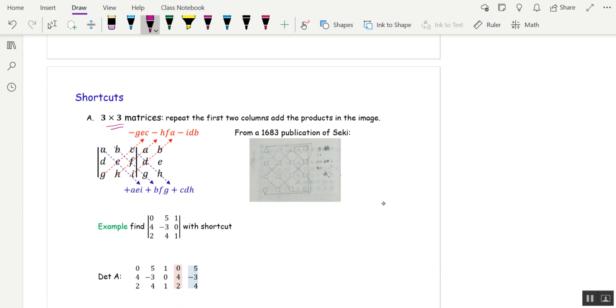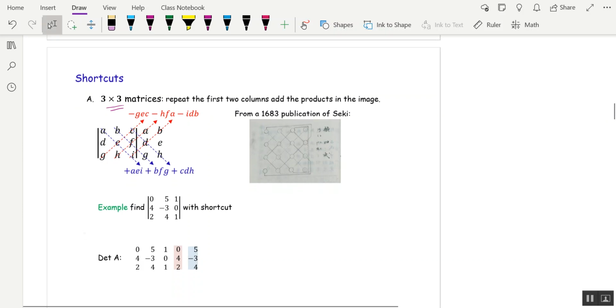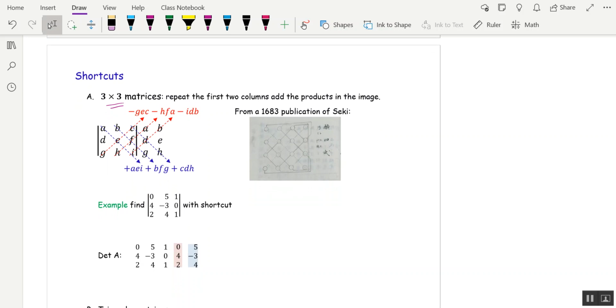One thing I don't like about this shortcut is that there's no way to do it notationally. The second is it only works for 3x3. And the third thing I don't like is it's very easy to make a mistake because there's a lot of arithmetic. But students seem to love it, so I'm going to show it to you. I will never ask you to do this on a test, but I want you to just be aware that it's out there.